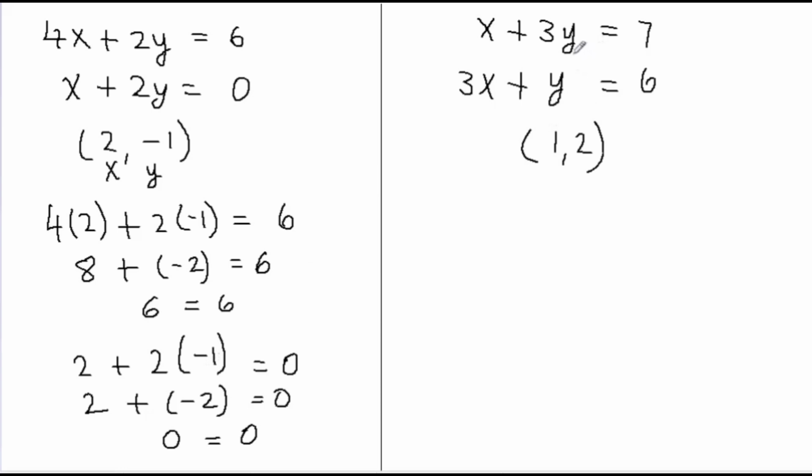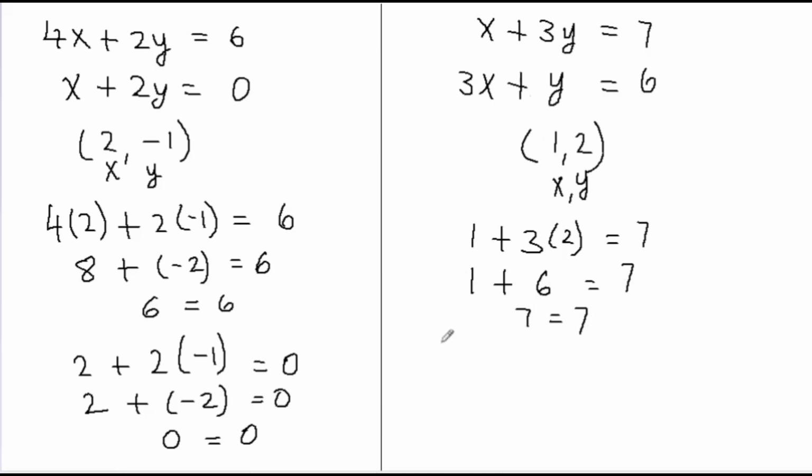Okay, now let's check the second example. In the second example also we're going to do the same thing. We're going to substitute the value of x and y from the ordered pair into both the equations and see if it makes the equation true or not. So let's start with the first equation, x plus 3y equals 7. In place of x, I'm going to substitute 1, and in place of y, I'm going to substitute 2. So x is 1 plus 3 times y, which is 2, and this is equal to 7. So we're going to get 1 plus 3 times 2 is 6, and 6 plus 1 is 7, and 7 is indeed equal to 7. So it's a true statement.